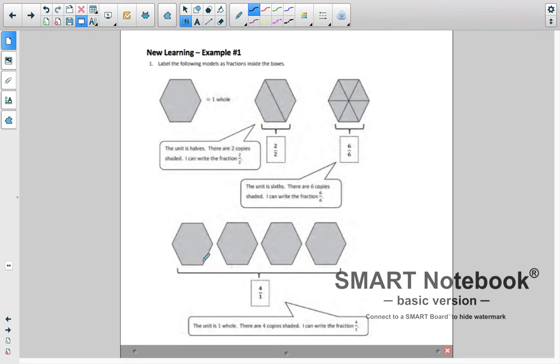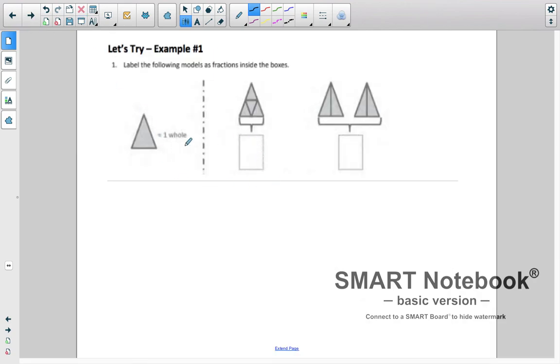But what I did is I took 4 of these hexagons and I pasted them. And each of these hexagons equals 1 whole. So it's going to be 4 over 1. And you can see that 4 copies are shaded. Right now we're going to try this. So now we have a triangle. It's going to equal 1 whole.